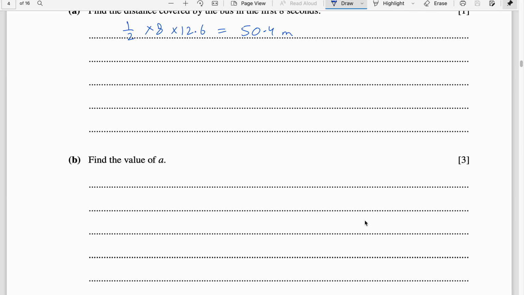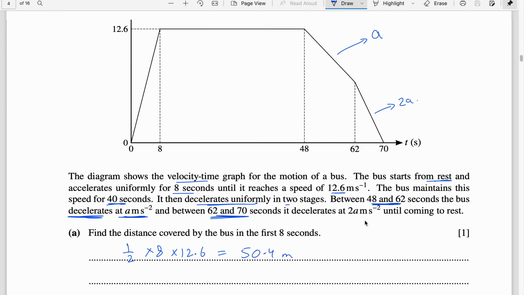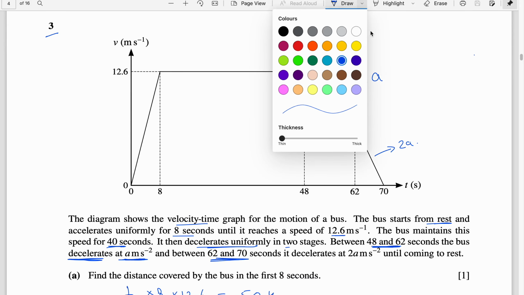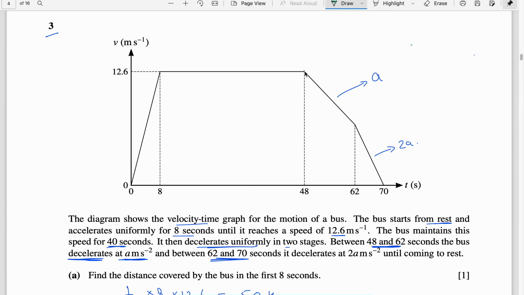B part says find the value of A. So before we do that, let us extract some data. This point right here is x 48 and y 12.6. This last point here is x 70 and y 0. This point in the middle is 62 and y. What we know is we can find this gradient and this gradient, then we can interlink them, as we know that the rate in the second half is twice of that.